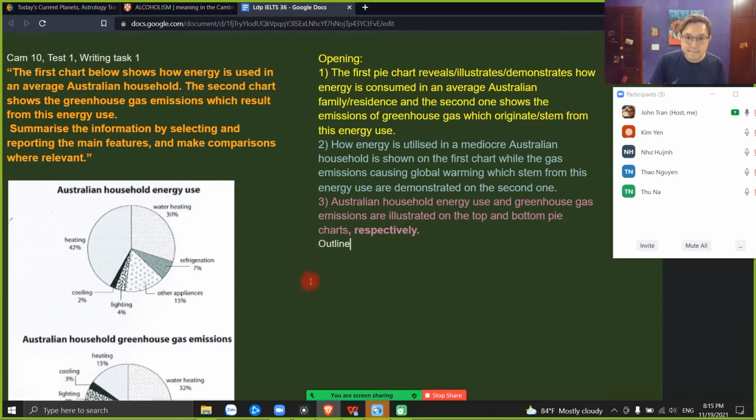Sau cái phần mà mở opening á, chúng ta sẽ có một cái gọi là phần outline, phần nhìn chung á. So basically you just mention the overall thing.